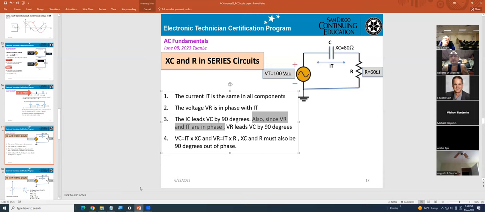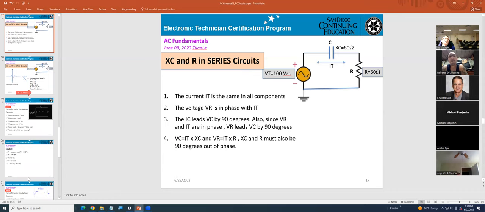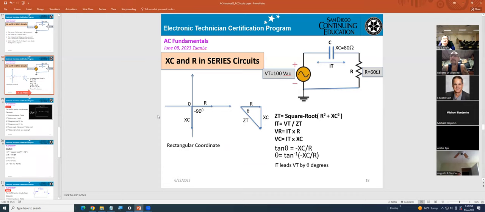Okay, we need to go one more. Quickly try to see what's going on here. XC and R in series. For the coordinate here, if I draw the current IR going this way, and we already know IR is leading IC or XC by 90 degrees, so that IC will be going down. That's a minus 90 degrees.